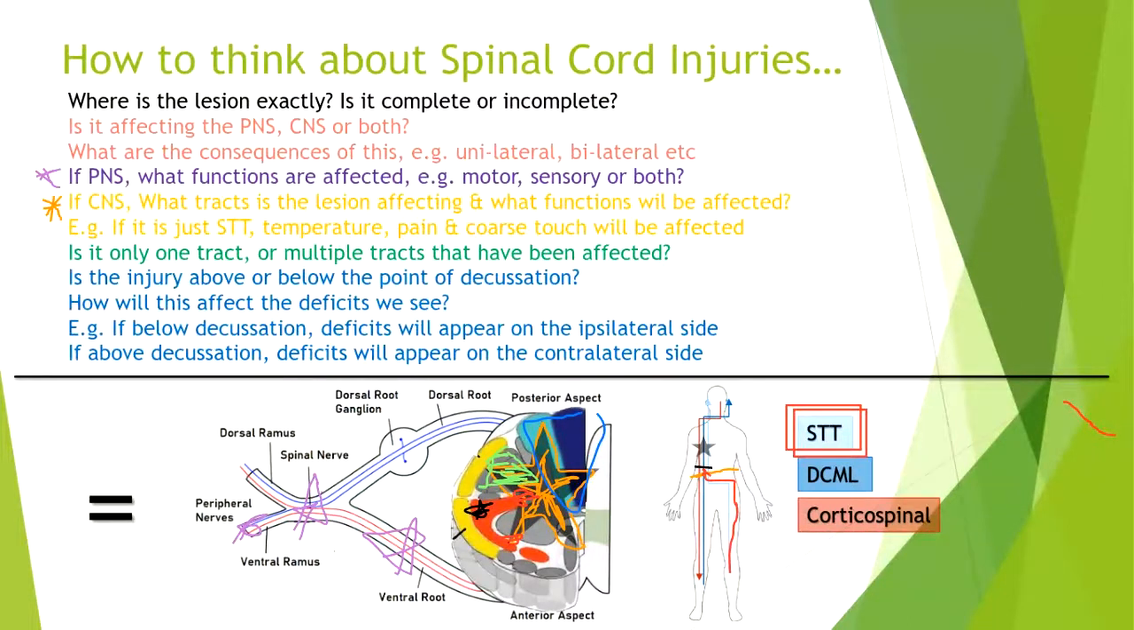If we then have a look at our DCML in blue, we can see our DCML information is trying to go up. That's a terrible line, excuse me. It's trying to go up the leg. The injury has occurred after the DCML tract has already crossed the midline. So it's everything below on the same side.